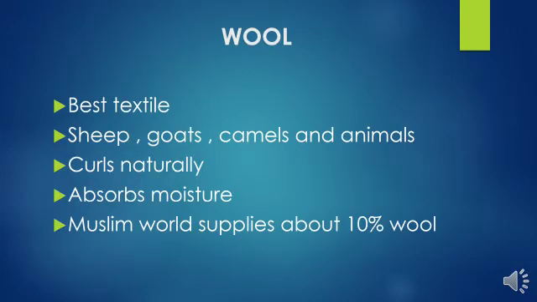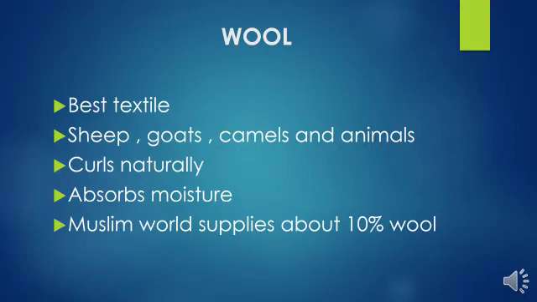The first one is wool. Do you know wool is the best textile, and wool comes from sheep, goats, camels and other animals. Wool curls naturally and it also absorbs moisture. Woolen cloth contains many small pockets of air which keep the body warm. If it is crushed, it quickly returns to its original state.